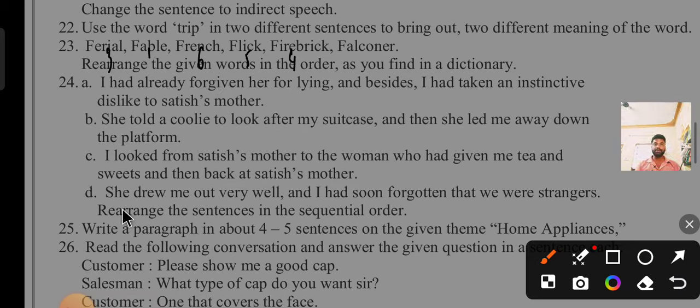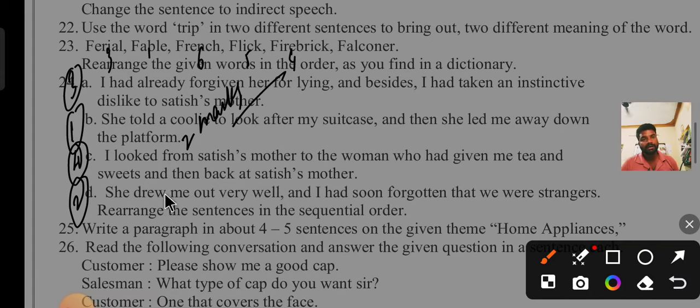The first one, which one will come? She told a coolie. It is the first one. Then next, she drew me out very well. Then next, I had already. It is the third one. Then fourth one, I looked from Satish's mother. Like this in the sequential order, you will write that, then you will get those 2 marks. Easy, if you read the story.